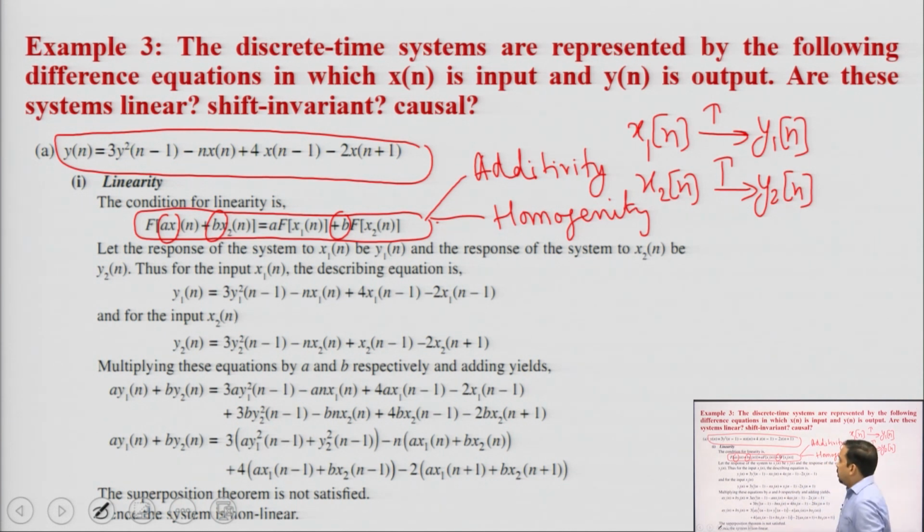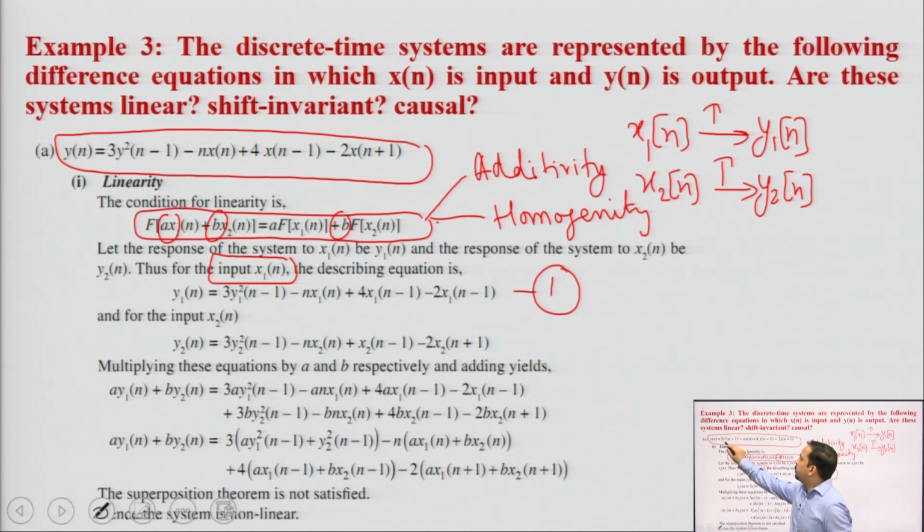So, let us see both the cases when we are applying x1[n] as input, and y1 and x2[n] as input. In the first equation, when we are considering x1[n] as the input, we are getting y1[n] + 3y1²[n-1] - n x1[n] + 4x1[n-1] - 2x1[n+1]. Here it is n + 1.